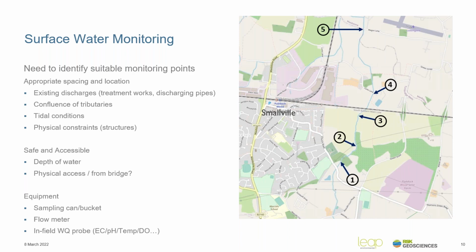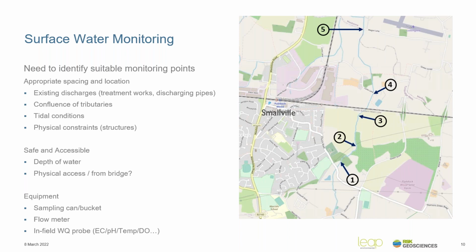We'll look at maybe tidal condition. How does it vary? And some physical constraints, maybe structures. Are they going to change what water information we're going to collect? Is it going to make the sample representative or not? And we can see within the image here for poor old Smallville, we've got 5 monitoring points. Discharge point is indicated to be 0.3. So we've got monitoring points upstream and downstream, so we can see how water quality changes over that stretch of the watercourse.